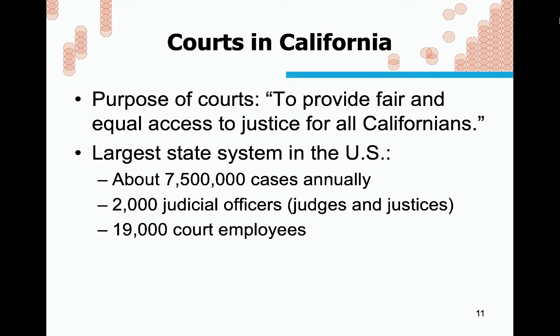Shifting gears to think about California a bit. The purpose of courts, according to Van Vechten, in California, obviously, is to provide fair and equal access to justice for all Californians. Makes sense. This is, of course, the largest state system in the United States. Should not surprise us. The California court system hears 7.5 million cases annually. That is a lot, considering that there are only around 40 million people in the state. That seems like an awful lot of cases. 2,000 judicial officers, so judges, state judges or state Supreme Court justices, and about 19,000 court employees. It's like a whole jobs program in and of itself.